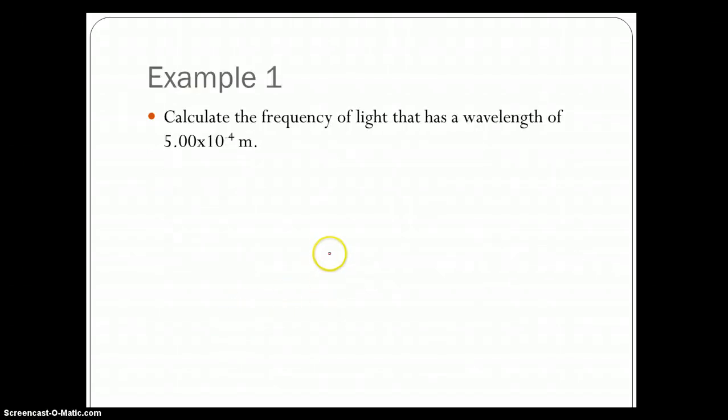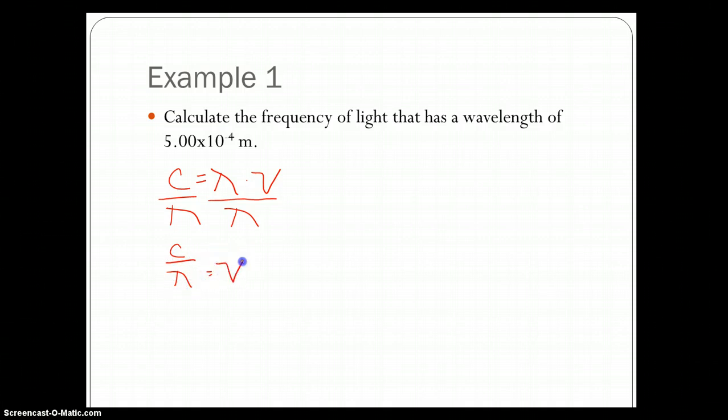Okay, so here's where we're going to do our practice calculation. So we want to calculate the frequency of light that has a wavelength of 5.00 times 10 to the -4th meters. So we're going to use our formula, speed of light equals wavelength times frequency. Now, we're solving for frequency, so we want to rearrange our formula to solve for frequency. So to rearrange our formula, we're going to divide both sides by wavelength. So the speed of light divided by wavelength equals frequency.